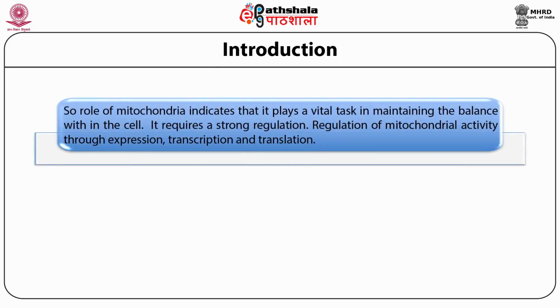So, the role of mitochondria indicates that it plays a vital task in maintaining the balance within the cell. It is very important to maintain the harmony within the cells. It requires strong regulation. It requires the control, the regulation of mitochondrial activity through expression, transcription, and translation. The mitochondrial activity and the enzymes are controlled at each level.